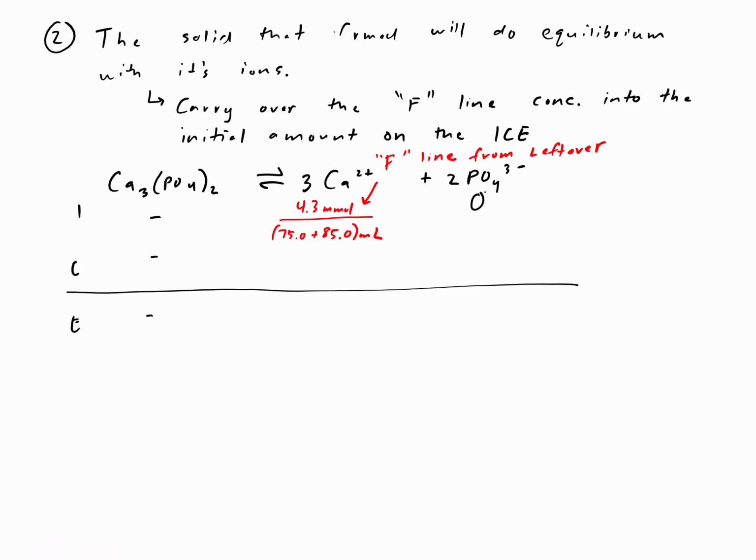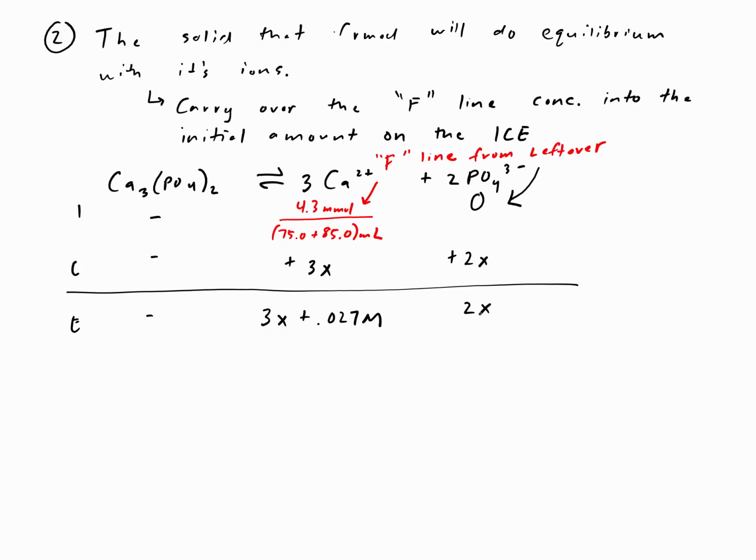And this amount was 0. This is also from the F line because that amount was the limiting reactant, so that was 0. This will go up by 2x. This will go up by 3x. So we have 3x. I went ahead and calculated this number. I got 0.027 molar. And then this amount is 2x.